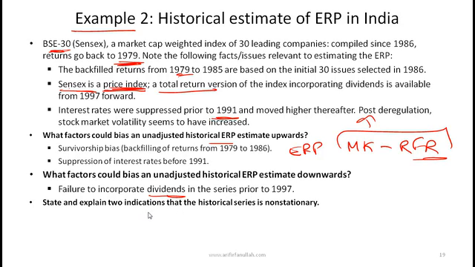Is there a question? Okay. State and explain two indicators that the historical series is non-stationary. Look at this. This problem captures in a practical way all the things that we were talking about. What is the data element we are after here? The equity risk premium. So what are the two pieces of information here that would lead you to believe that this data is non-stationary? Is it high volatility?